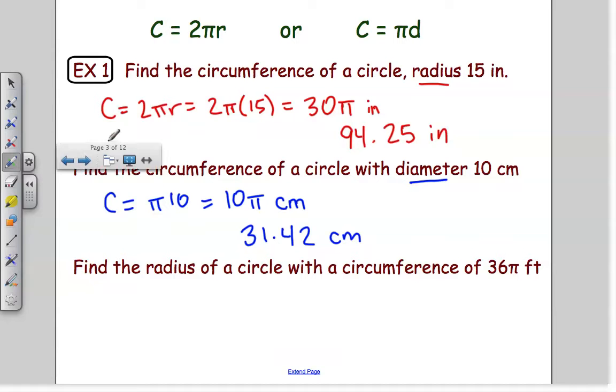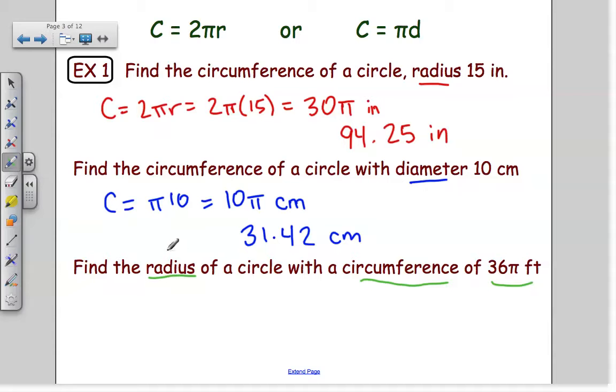Next example, a little bit trickier here, solving for an unknown. Find the radius of a circle with a circumference of 36 pi feet. Well, I know the circumference, it's 36 pi feet. I need the radius. So if I need the radius, I should use this formula, right? Circumference is 2 times pi times that radius I need to find.